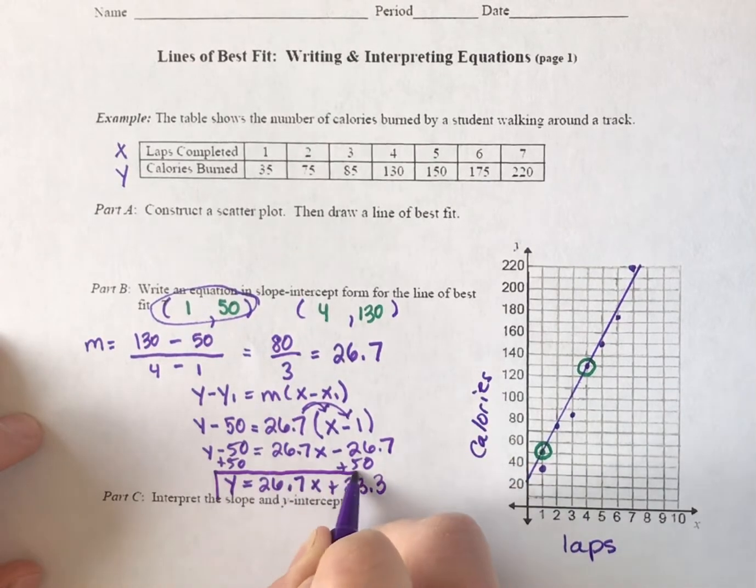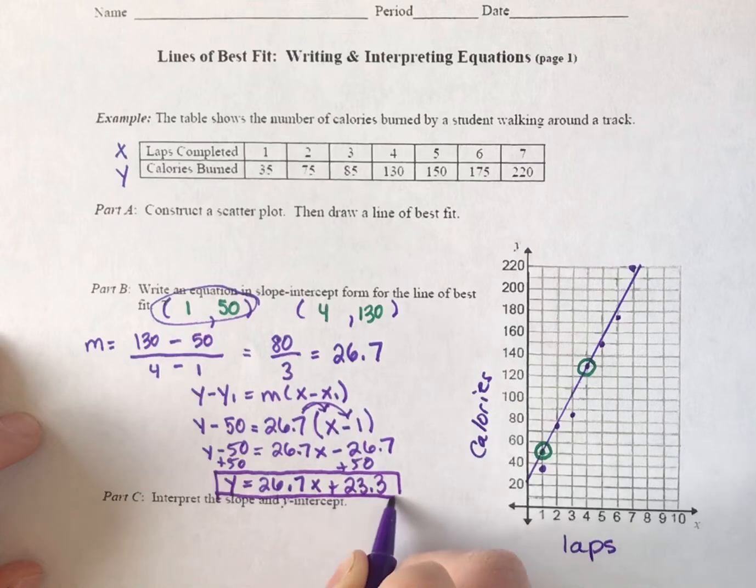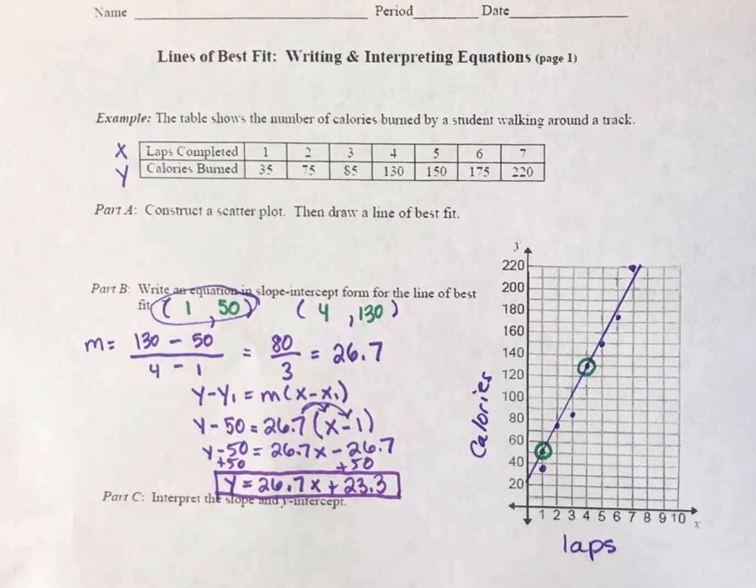Again, your equation might not have decimals. Mine ended up with all decimals. Everybody's is going to be a little bit different, but what I'm looking for is a positive slope that's kind of around there and a positive y-intercept that's maybe around 23, 25, somewhere in there. And if you look at my line, can you see the y-intercept, 23.3, kind of matches right where my y-intercept is on the graph that I sketched.